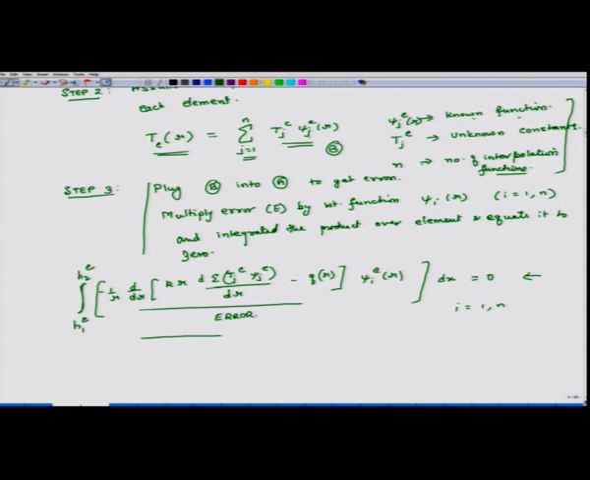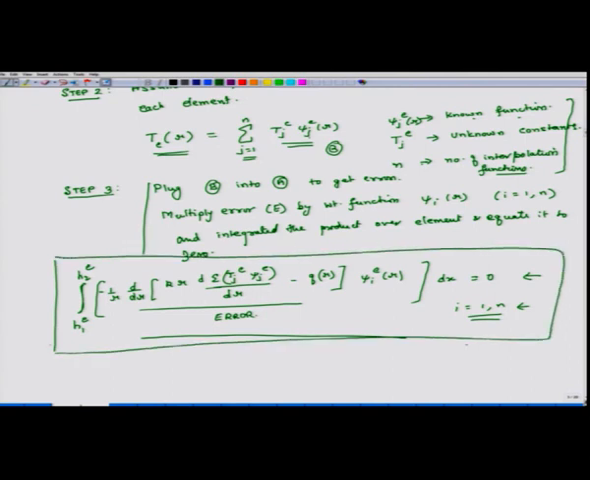Now, in this equation, how many values can I assume? I is equal to 1 to n. First I multiply the error with psi 1, I get one equation. Then I multiply this error with psi 2 and integrate it, I get a second equation. So, the total number of equations I will get at element level will be n, because I is equal to 1 to n, and the total number of Tj's which are unknown is n. So, the number of equations we generate at element level is n.